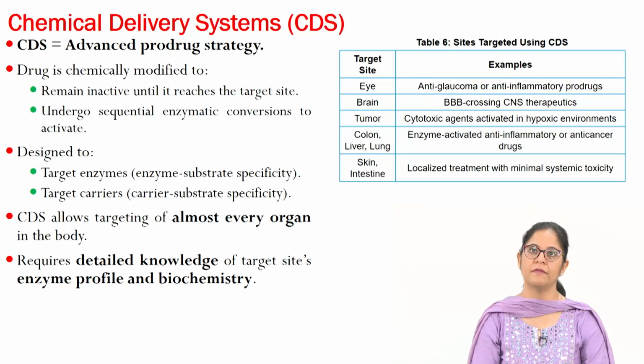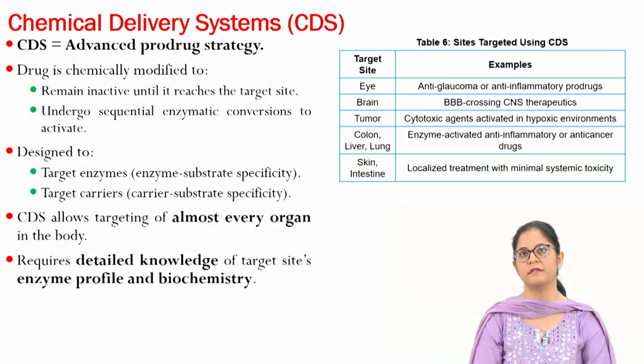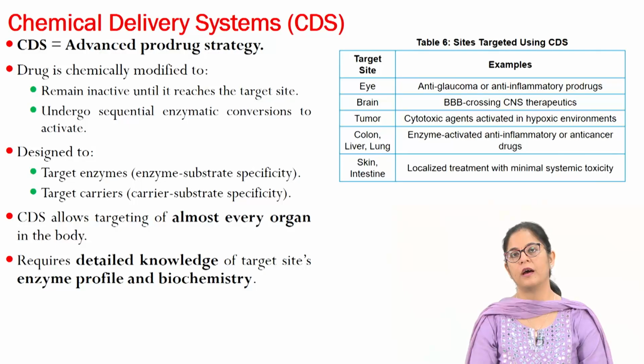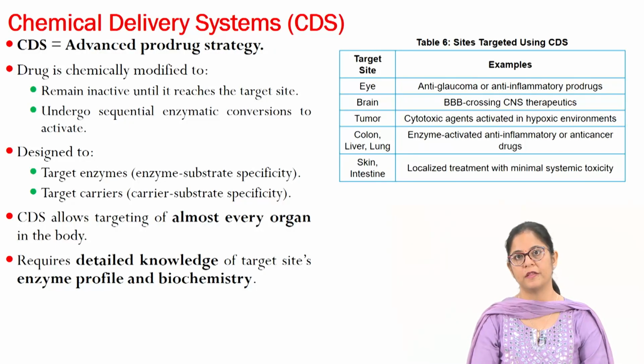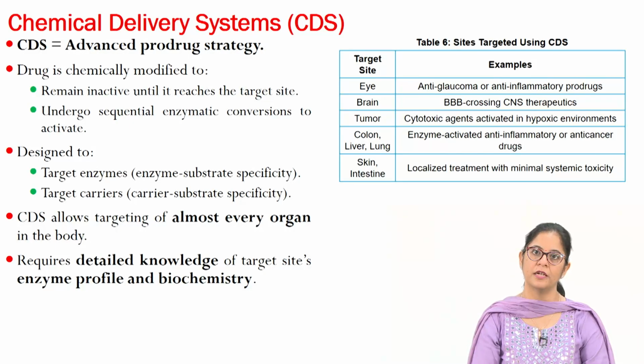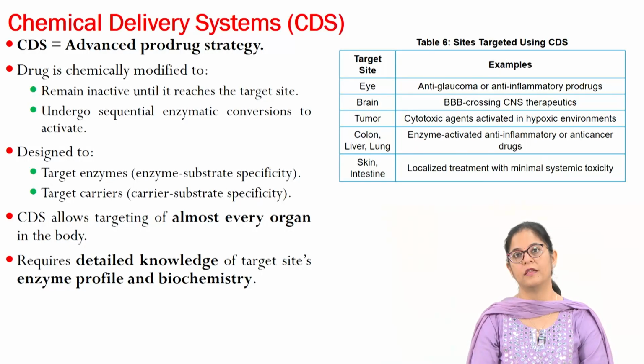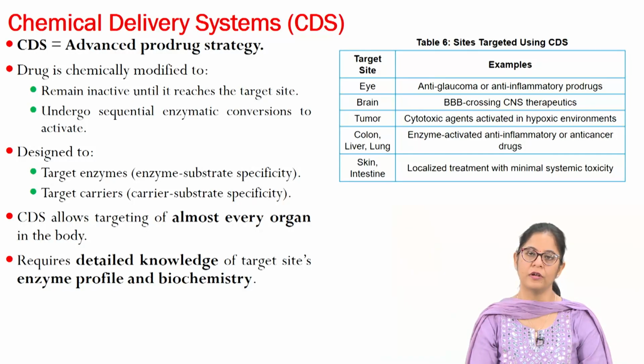Chemical delivery systems are advanced prodrug strategies in which the drug is chemically modified to remain inactive until it reaches the target site, and therein it undergoes sequential enzymatic conversion into the active drug. This is designed to target enzymes and is based on enzyme substrate specificity, or designed target carriers. So, carrier substrate specificity is also essential here. The CDS allows targeting of almost every organ in the body.